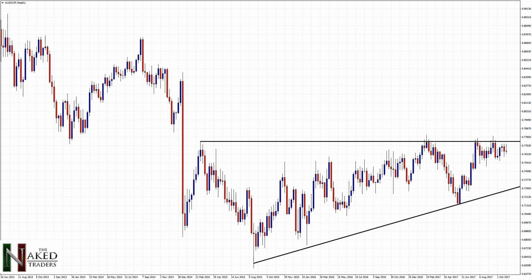Next up we have the AUD-Swissy. This pair is in this long-term ascending wedge and failed to break this resistance line on several attempts, with price action consolidating near this upper area. This week should give us further clues on future price action for this pair.